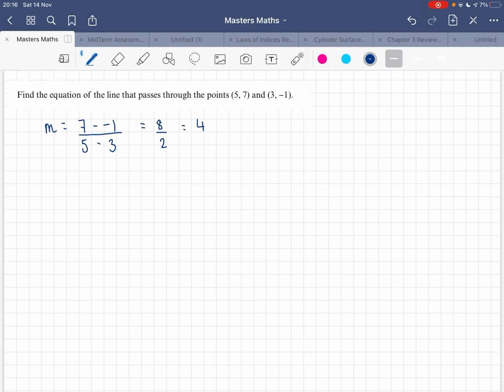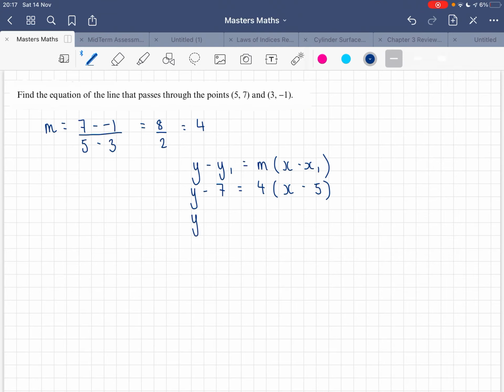So that gives me a gradient of 4. And I can choose either one of the points to put into the formula to work out the equation of that line. So again, my formula is y minus y1 equals m(x minus x1). And my gradient is 4, so m is 4. I'm going to use the first point, so I have y minus 7 is equal to 4 times x minus 5. And then again, expand, rearrange. It hasn't asked for a specific form of the equation of the line, so I'm just going to put it as y equals mx plus c.